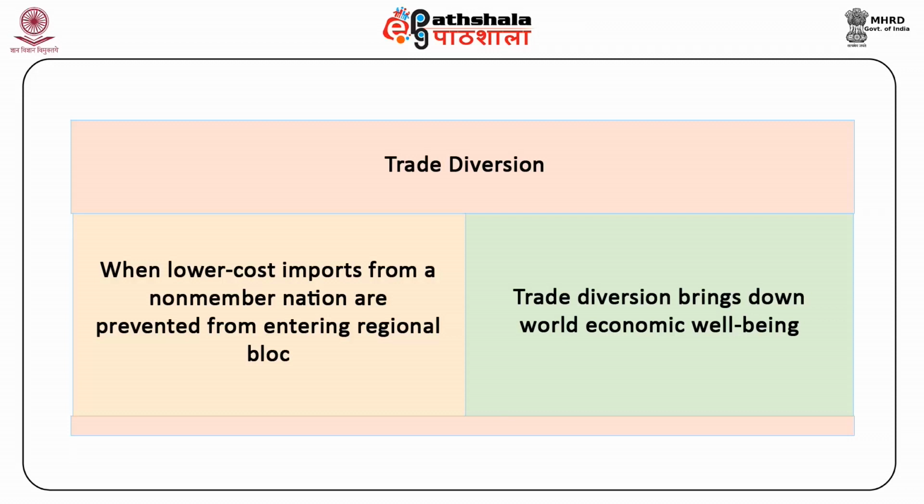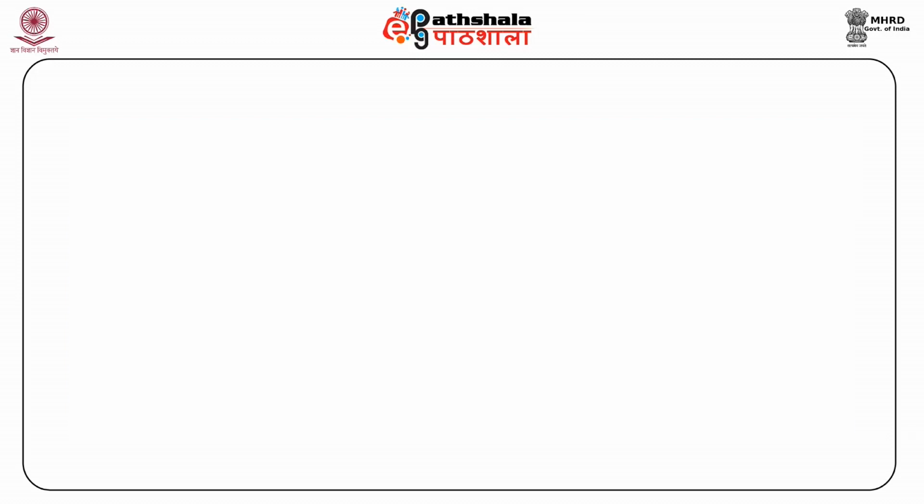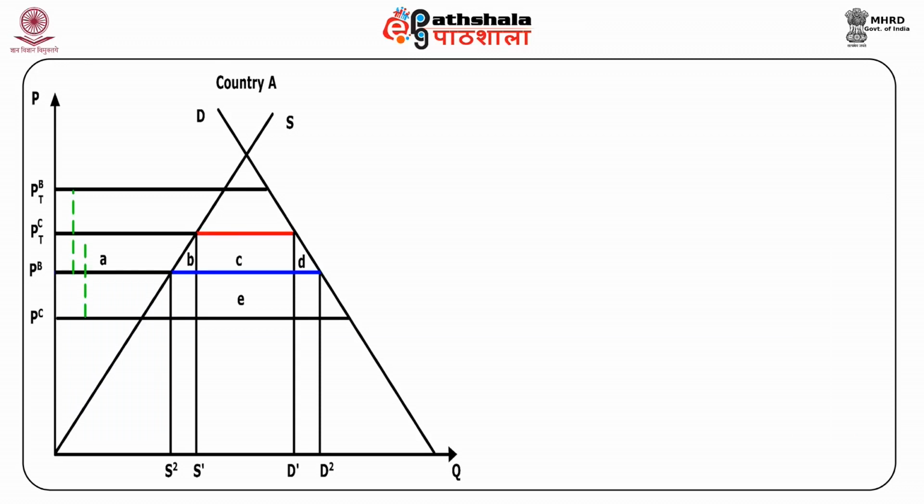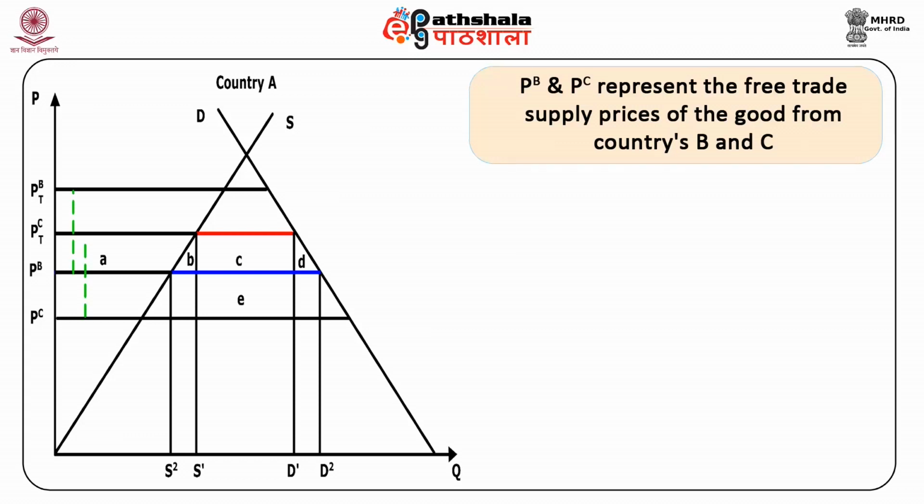Trade diversion reduces welfare. The international distribution of resources becomes less efficient and production moves away from the pattern suggested by the theory of comparative advantage. We again take the case of three countries, country A, B, and C. The graph depicts the demand and supply curves for country A. PB and PC represent the free trade supply prices of the good from country B and C respectively. Note that country C is assumed to be competent enough to supply the product at a lower price than country B.